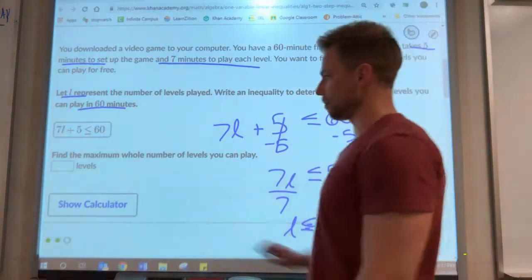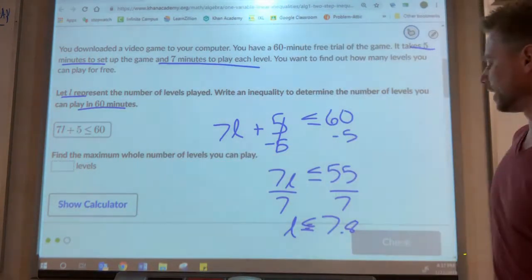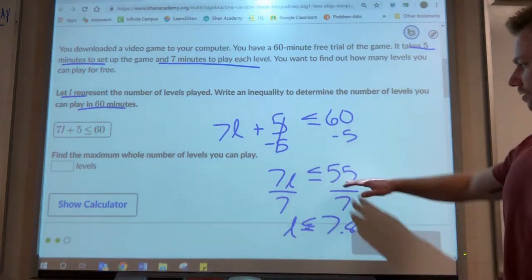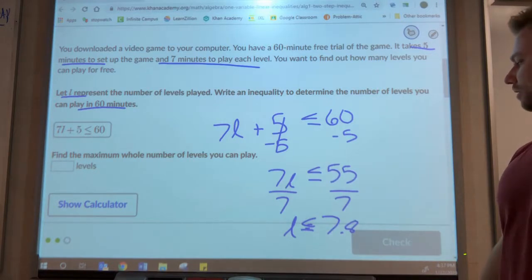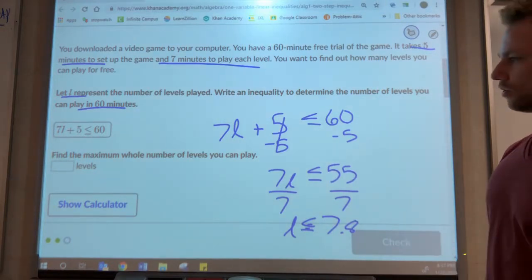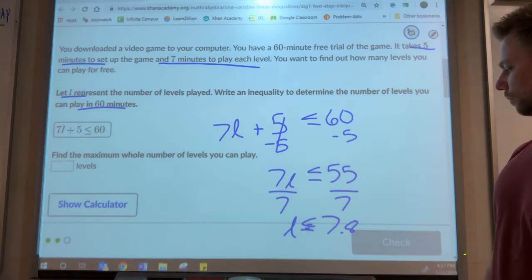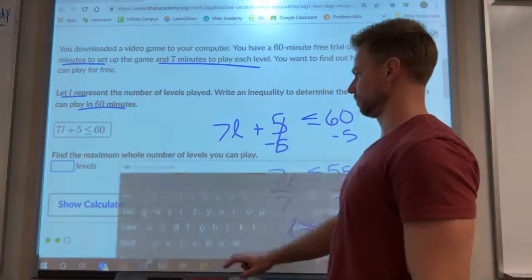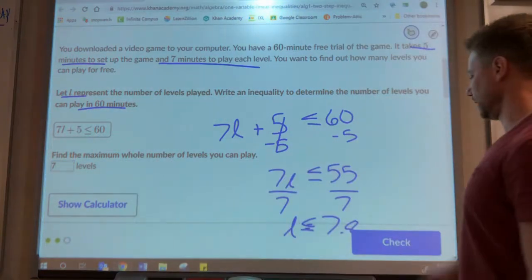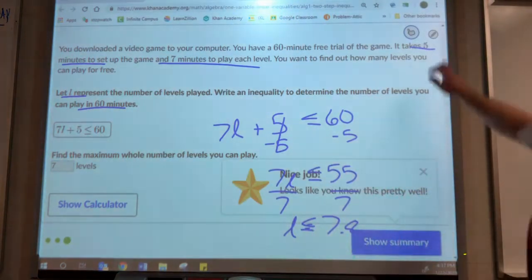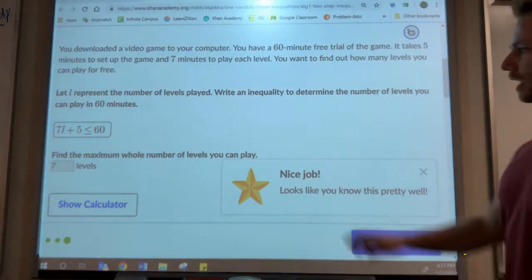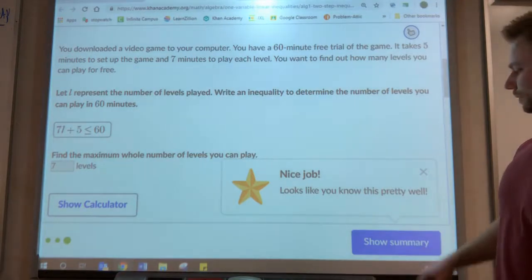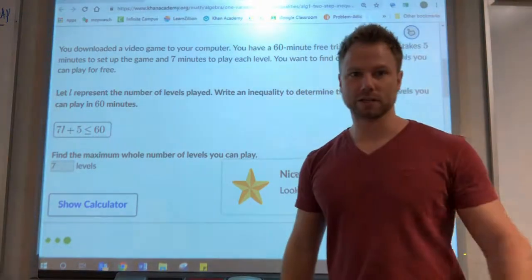But it says find the maximum whole number of levels you can play. So it's not quite 8 because 7 times 8 is 56, and we can only go to 55. So we have to round all the way down to the next whole number. So the most levels we could play is 7. Even though it's close to 8, we can't play 8 levels. We can only play 7. Okay, so again, using those keywords to write the inequality and then solving it. All right, that's it. Good work. Good luck on your practice.